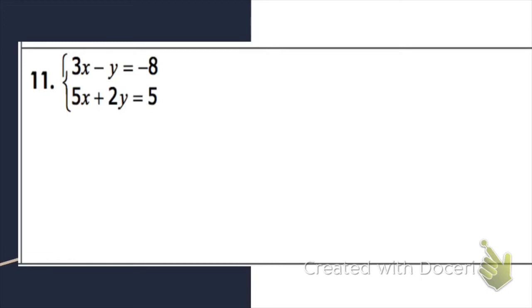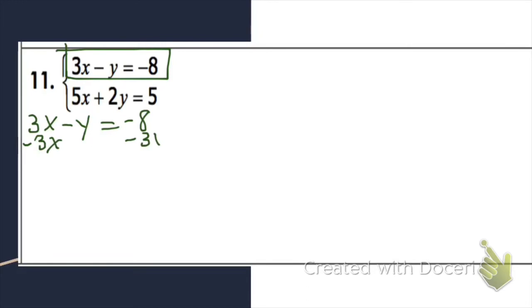Personally, it doesn't matter which equation you choose, and it doesn't matter which variable you solve for, but I'm going to take the first equation and solve for the y value. So I have 3x minus y equals negative 8. Now I want to solve for y, so in order to isolate it, I'm going to have to get rid of that 3x by subtracting it, and whatever I do to one side of the equation, I have to do to the other. So this cancels out, and I'm left with negative y equals negative 8 minus 3x.